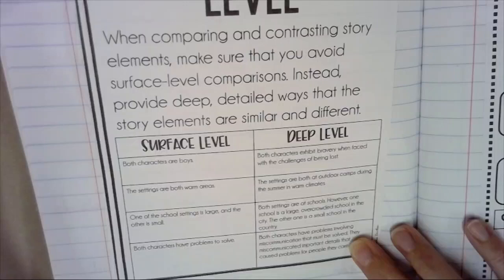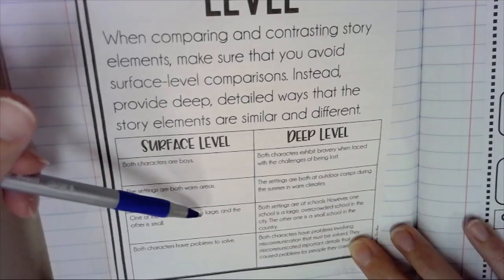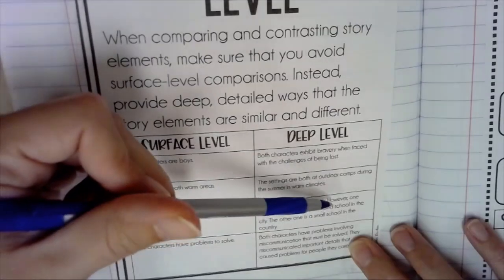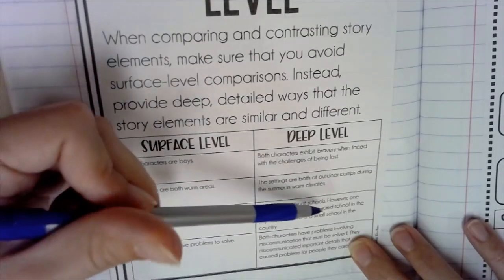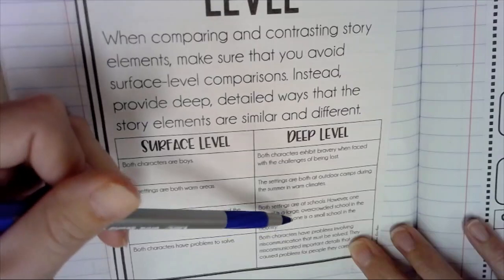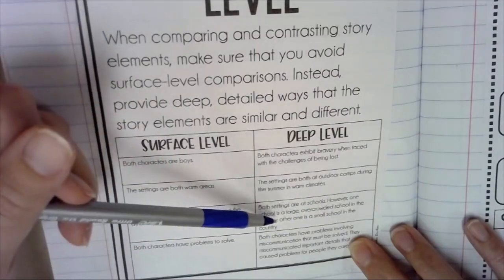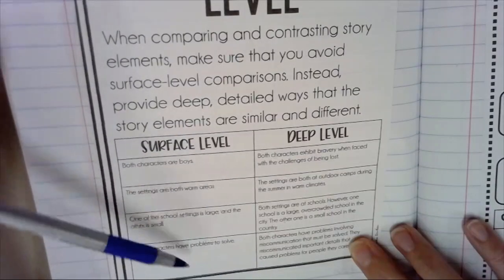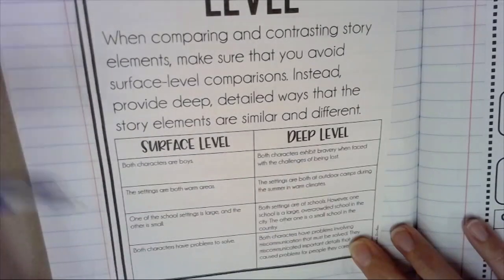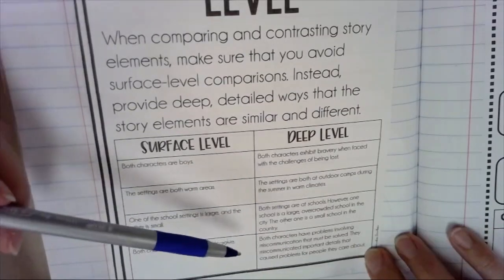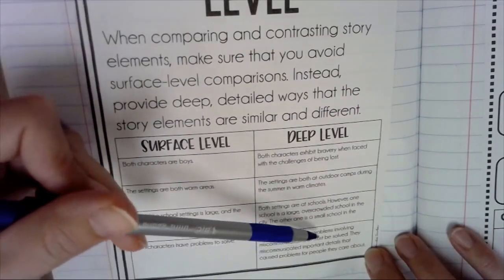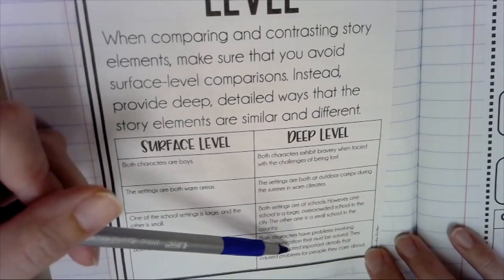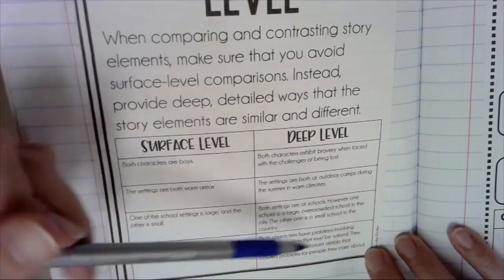Okay? One school setting is large and the other is small. Both settings are at school. However, one school is large, overcrowded school in the city. The other one is in a small school in the country. Okay, so you should be seeing the difference where these are just very general and the deeper are very specific. Both characters have problems to solve. That's surface level. Both characters have problems involving miscommunication that must be solved. They miscommunicated important details that caused the problem for people.